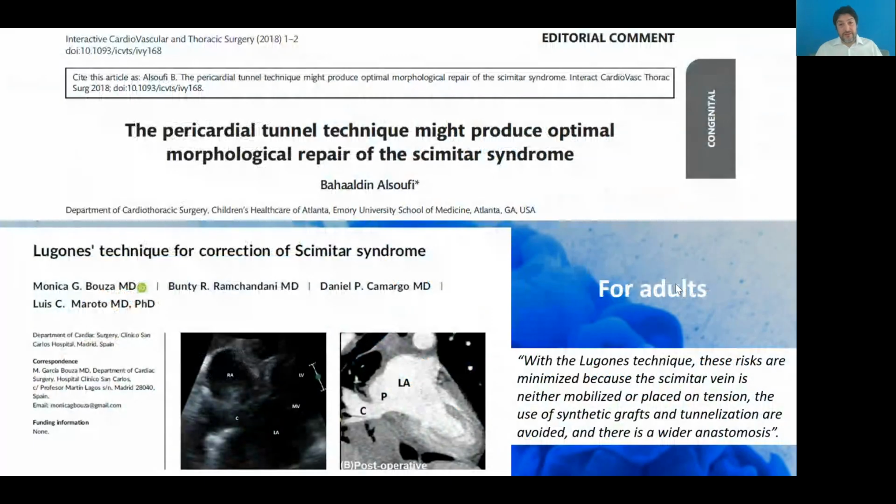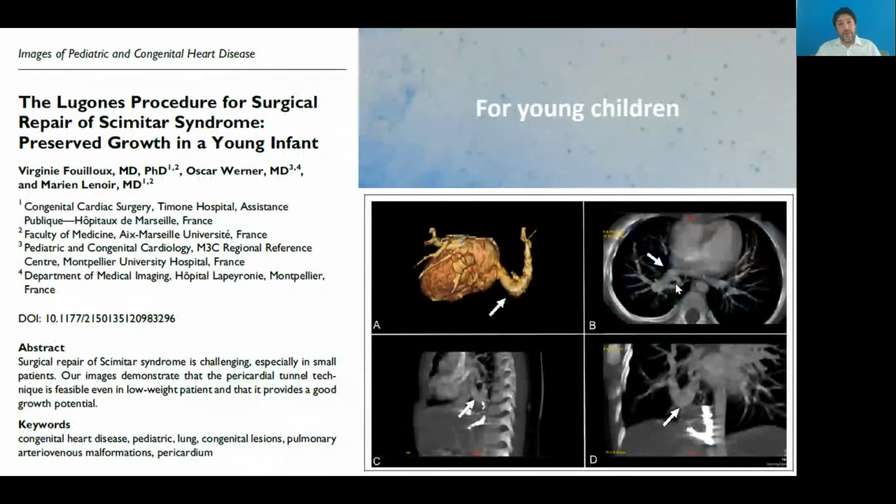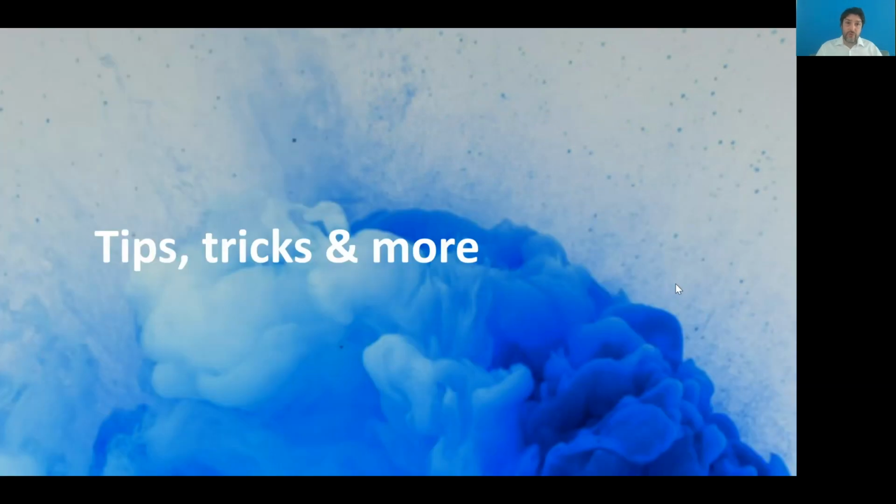And due to its advantages, the technique has seen some adoption worldwide, and it has been applied not only in adults, as you see in the paper below, and it has even led some people to say that this could be the optimal morphological repair for the syndrome. And some of the authors have shown how this structure grows with time.